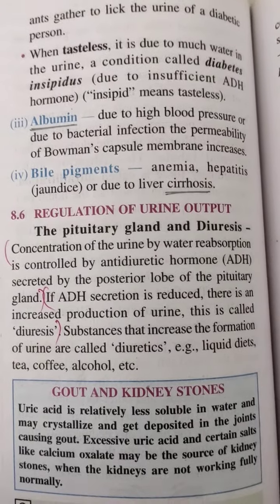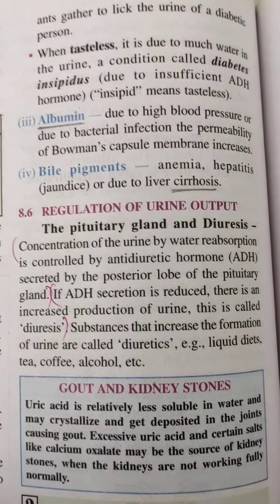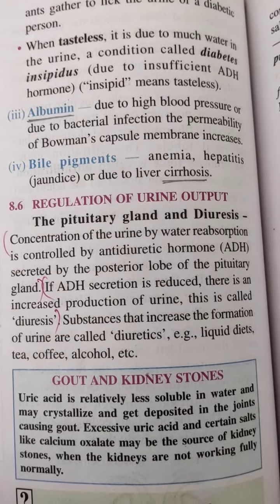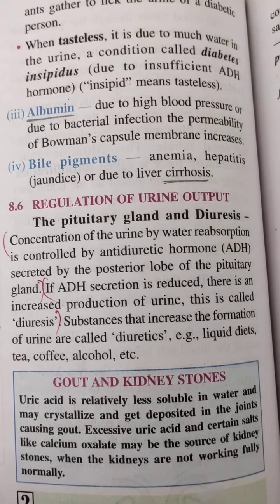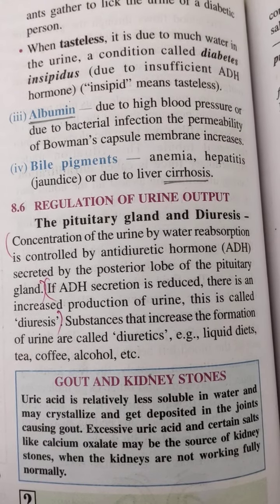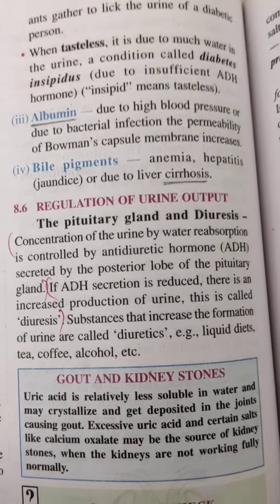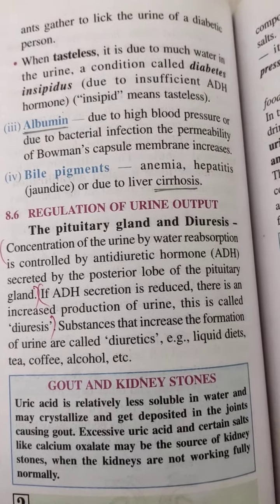Number 3, albumin. Albumin is a very high protein. Due to very high blood pressure or due to bacterial infection, the permeability of Bowman's capsule membrane increases, and that is why the albumin comes out.